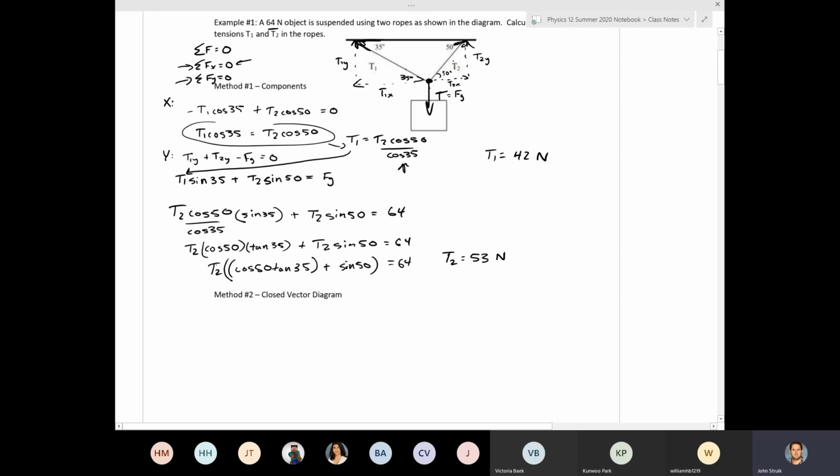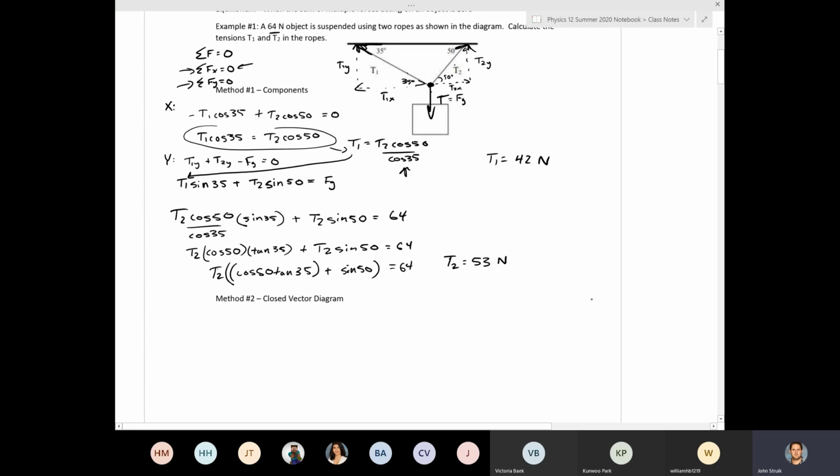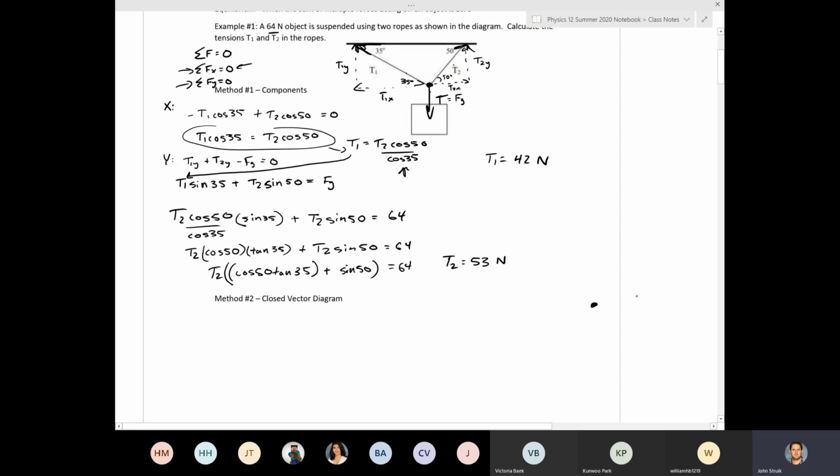Now think about displacement. If I start here and I walk that way and that way and that way and that way, and I end where I start, my displacement is 0. The same thing is true with forces. If you end where you start, you're back at 0.